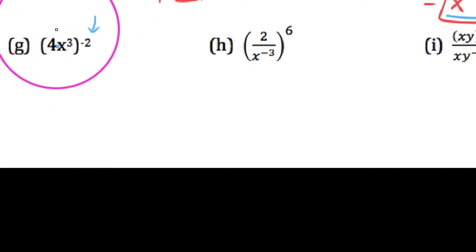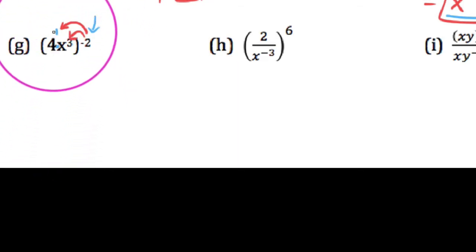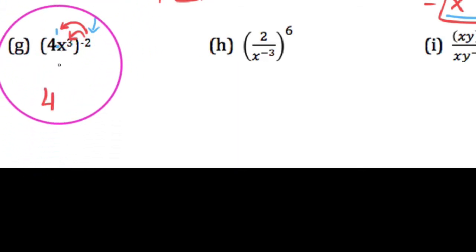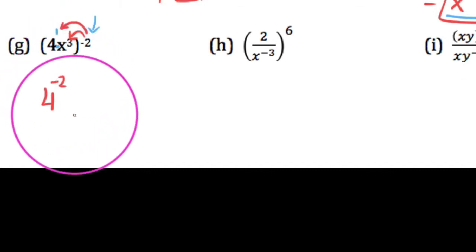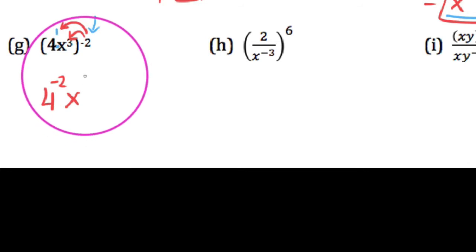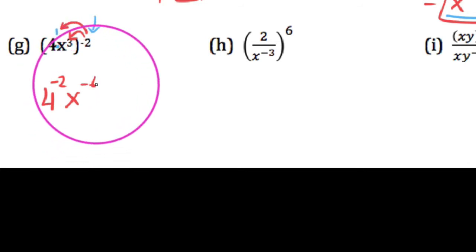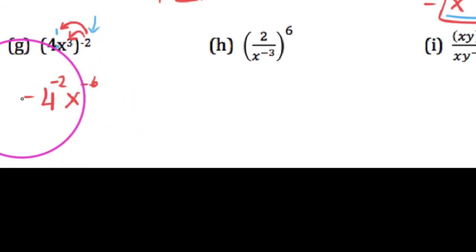And so product to a power means we can just distribute this power to these powers on the inside. So we get 4 to the 1 to the negative 2 is 4 to the 1 times negative 2, which is 4 to the negative 2. And then x to the 3 to the negative 2 is x to the 3 times negative 2, so we get negative 6. And recalling from our last example, this is actually the correct answer.